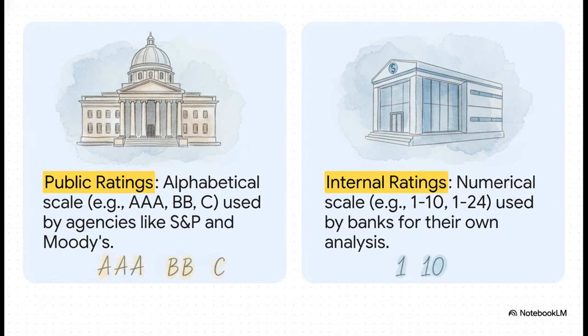Now, these ratings generally come in two main flavors. You've got the public ones that we all hear about on the news, the AAs, the Bs, the CCCs from big agencies like S&P and Moody's. But here's the thing most people don't realize. Most companies out there don't have a public rating, and that's why banks have to create their own internal ratings, usually on a number scale, to do the exact same crucial job.